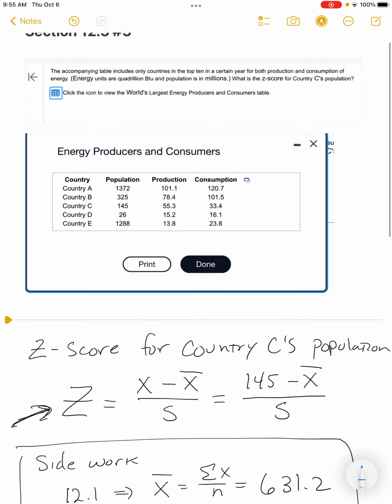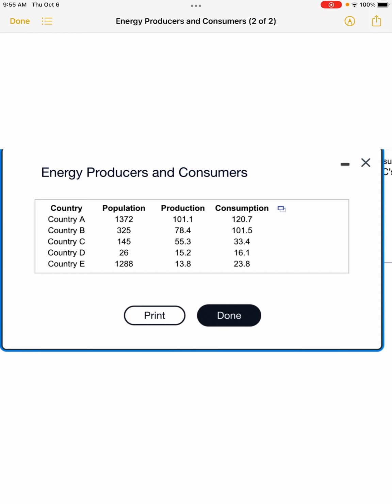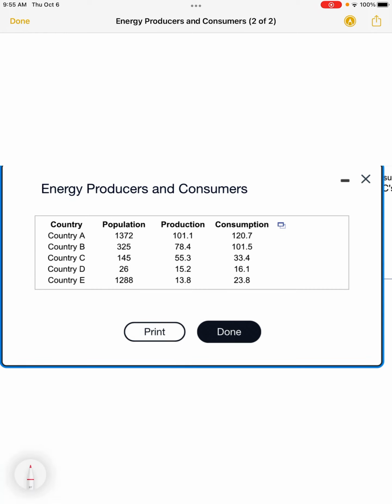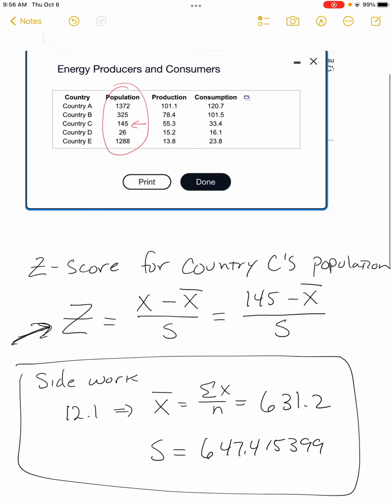So you're looking at a big list of data, but it is very focused on just that population size, right? So we're only looking at the population as we go in there because of the question. We're focused on country C's value because of the question and wanting to know how 145 compares to the rest of these guys. So hopefully that helps in your endeavors. It seemed like the best way to answer that type of question.